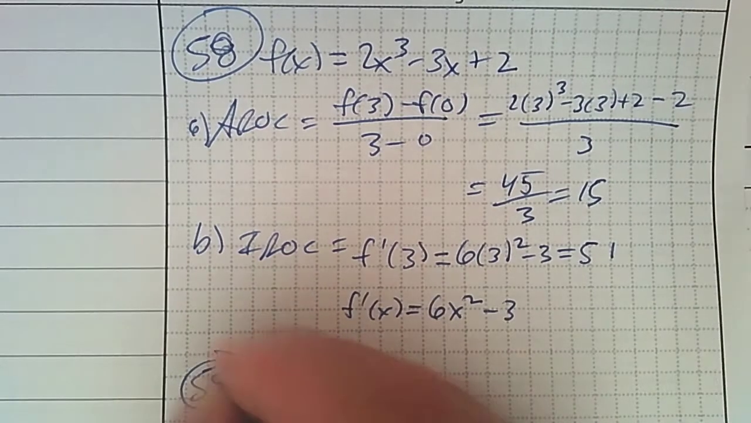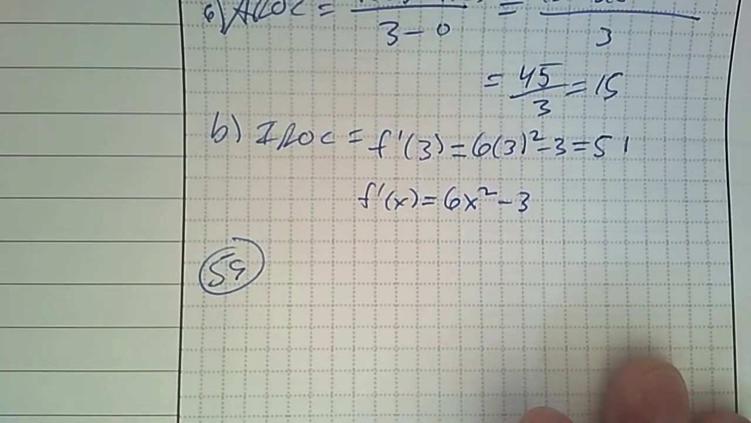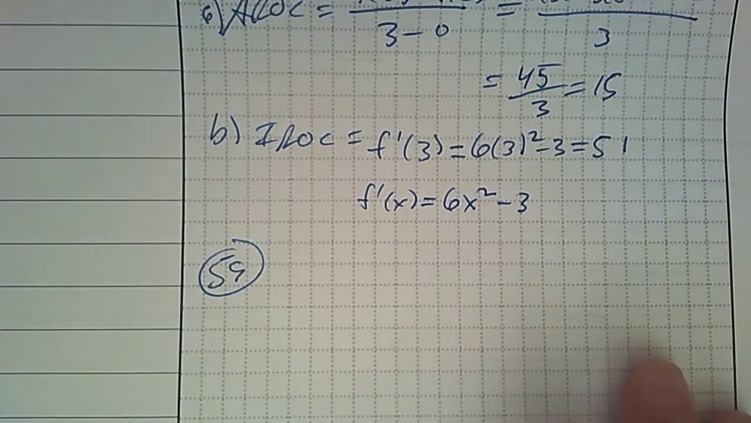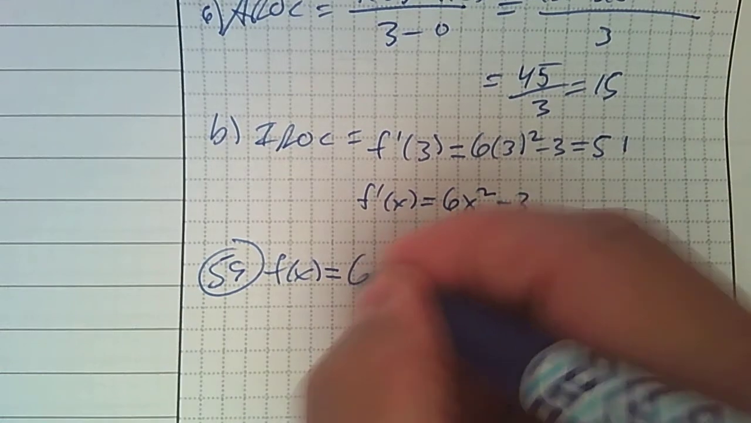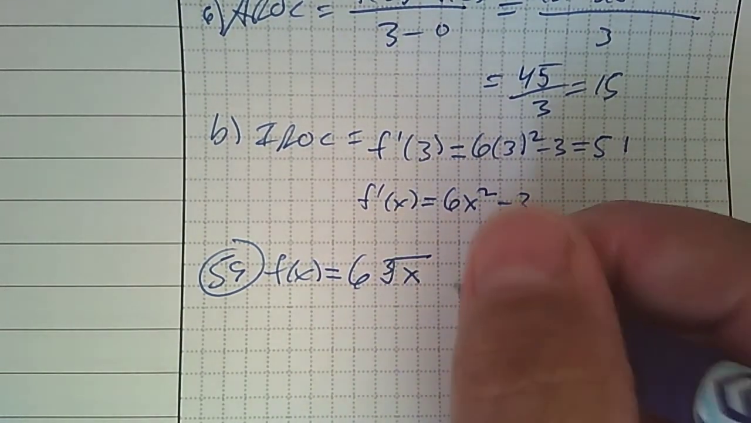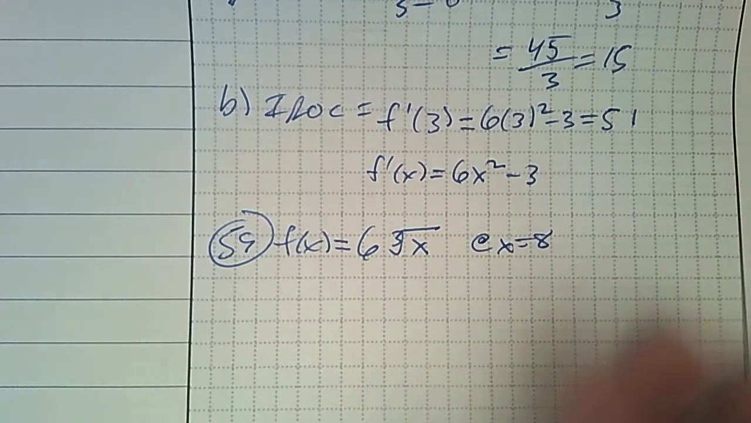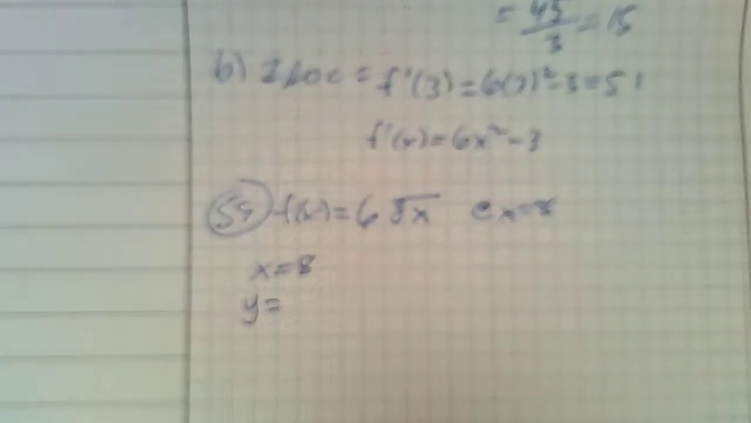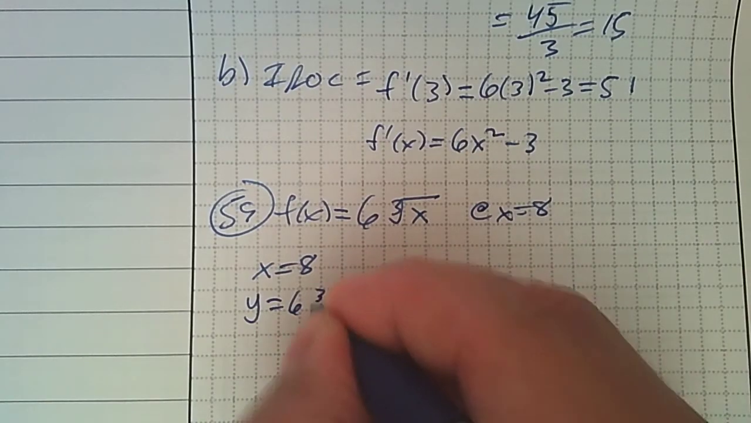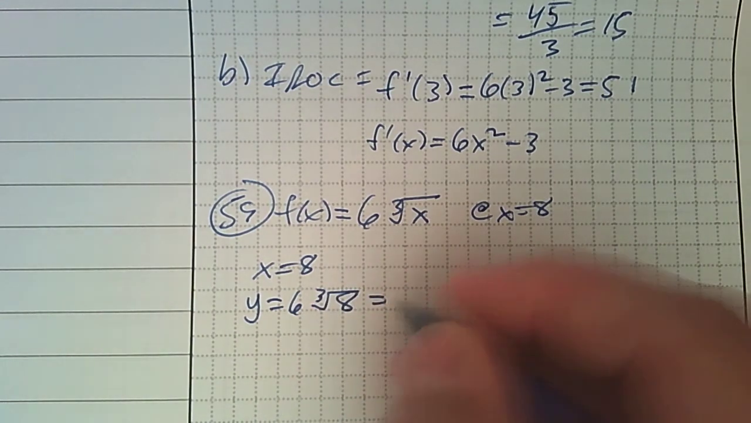59. In 59, it says find an equation of a line tangent. So I'm given a function, f at x equals 6 times the cube root of x, and I want to do it at x equals 8. So how do I find the equation of a tangent line? First of all, x equals 8. I need to know the y coordinate. So what is the cube root of 8 times 6? The cube root of 8 is 2, times 6.